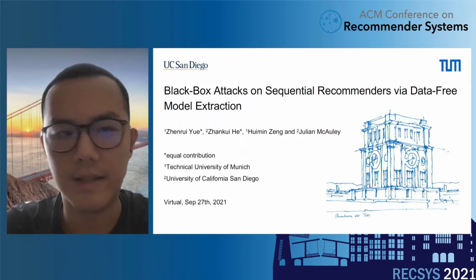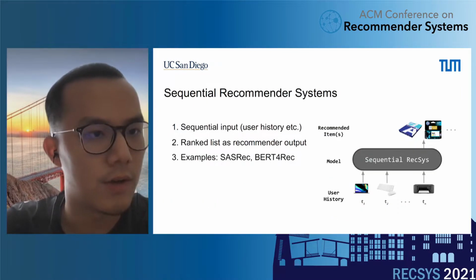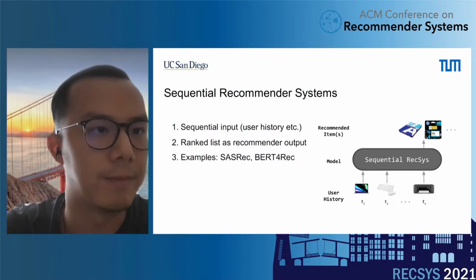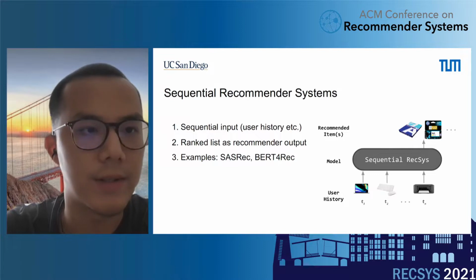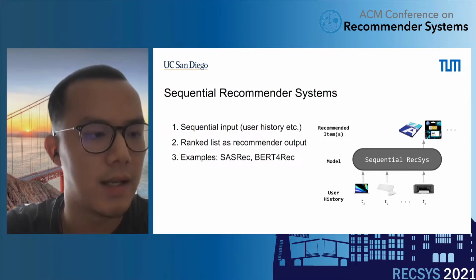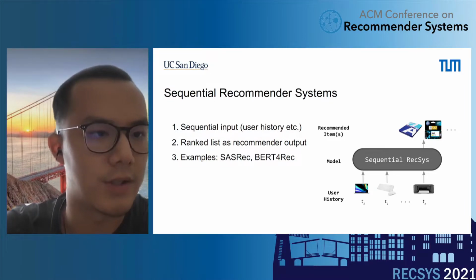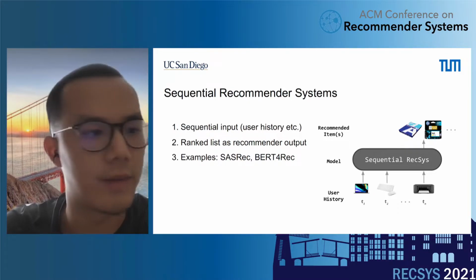So let's get started. First of all, I'll shortly talk about sequential recommenders before we proceed. Sequential recommenders are specific recommender systems that take sequential input at a time, which would normally be user history of clicks or buys. And in our setting, it returns a list of recommended items. State-of-the-art examples of such recommender systems include SASRec, BERT4rec, NARM, and GRU4rec.